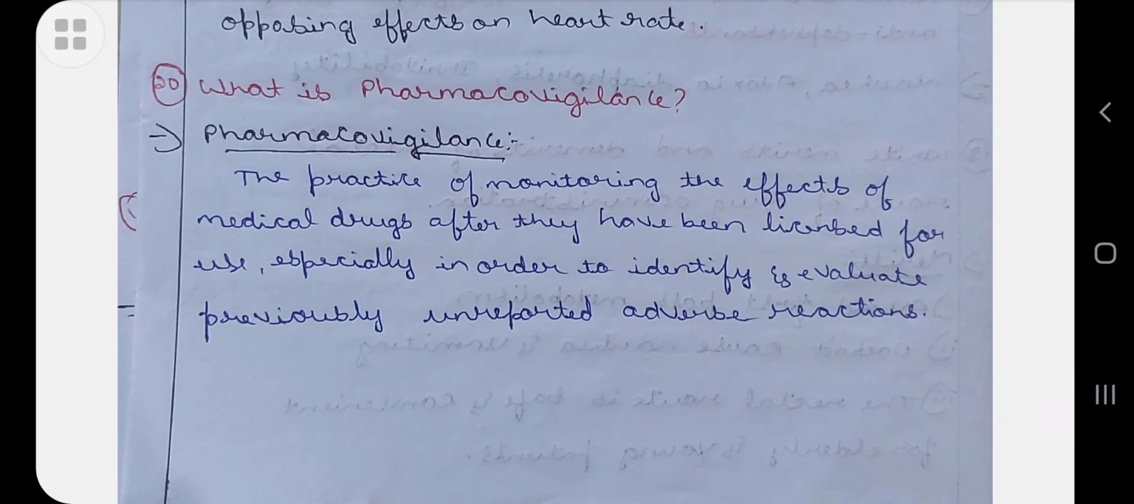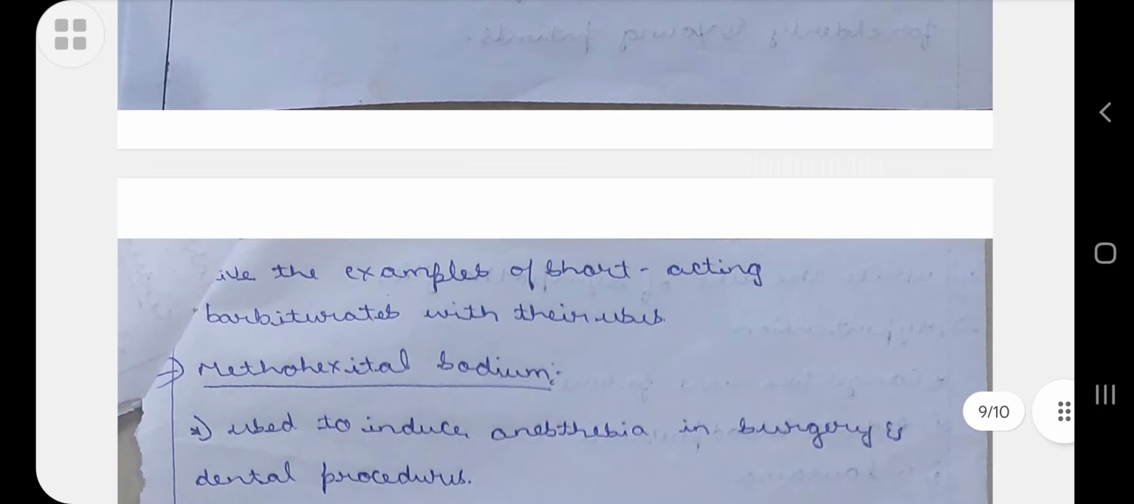What is pharmacovigilance? Very important. The practice of monitoring the effects of medical drugs after they have been licensed. Pharmacovigilance means just checking. Checking, testing, practicing, or monitoring the effects of the drug after they have been licensed for use, especially in order to identify and evaluate previously unreported adverse effects.